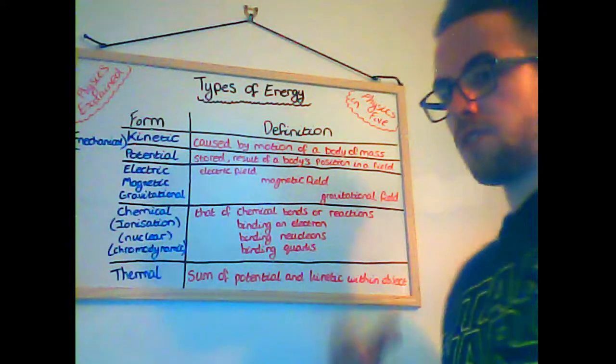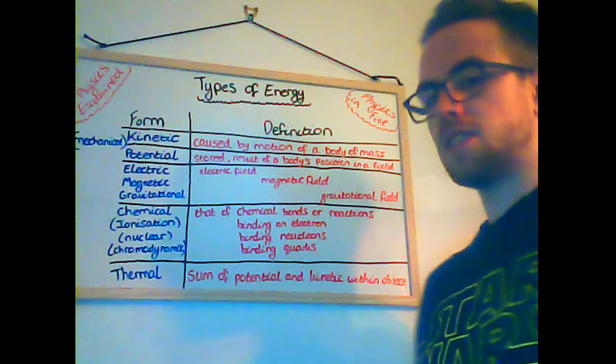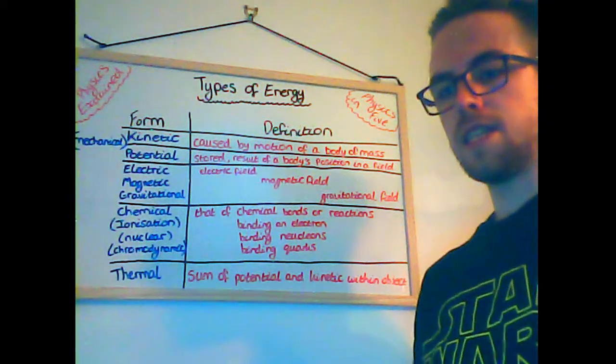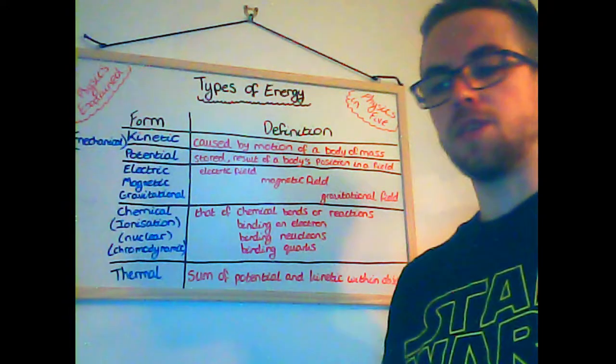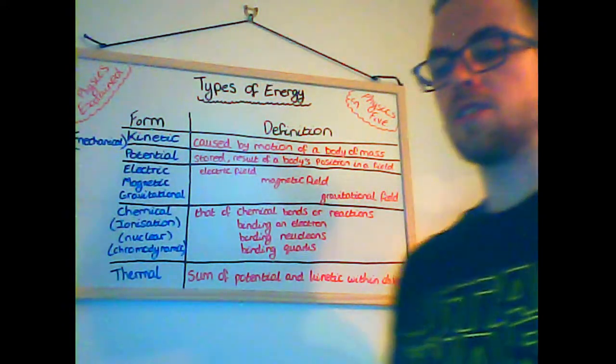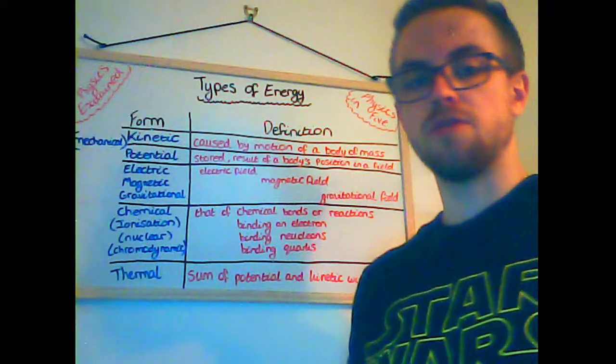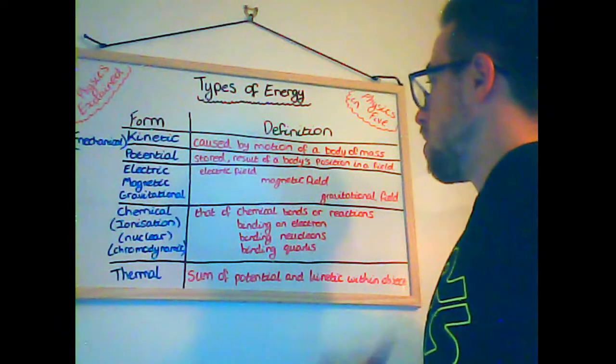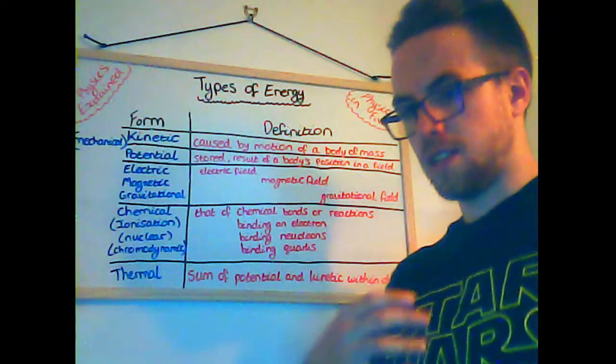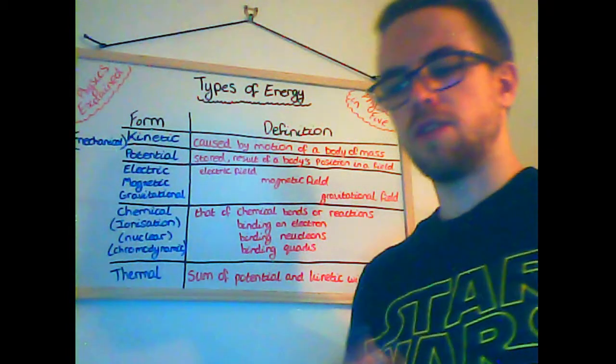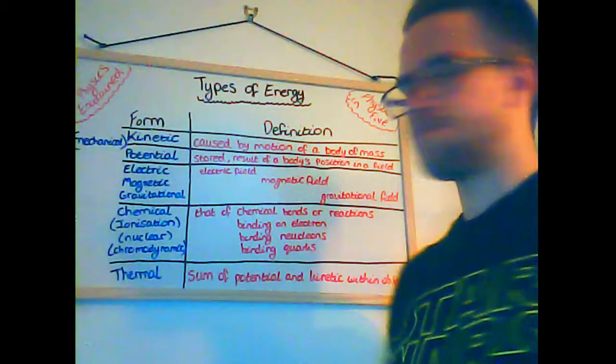So let's start with the first one, kinetic energy. This is the simplest energy that there is. This is as a result of an object being in motion, and we know that an object is in motion when it's been applied an external force. So any object in motion has energy to make it move, and this energy is called kinetic energy.